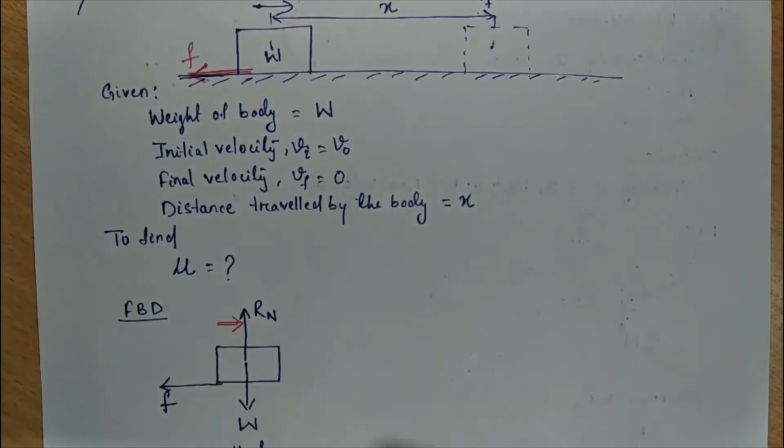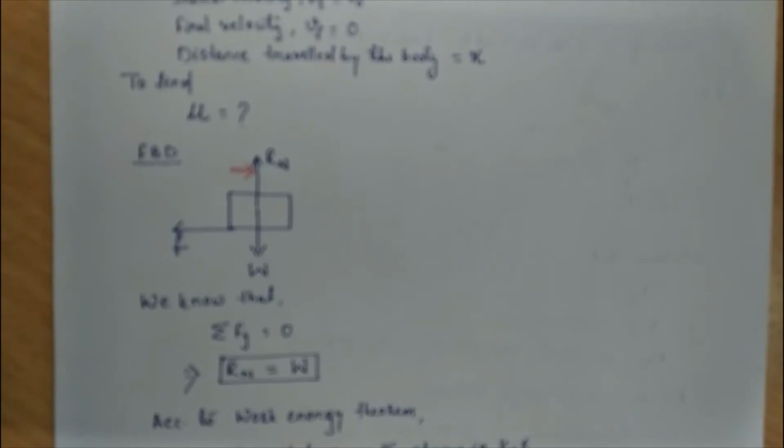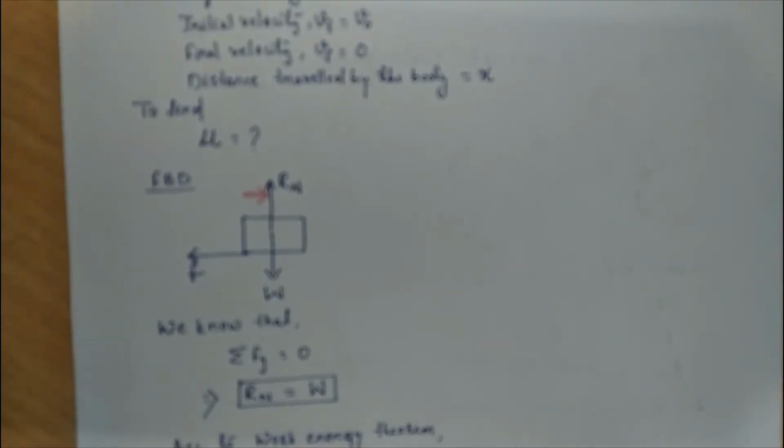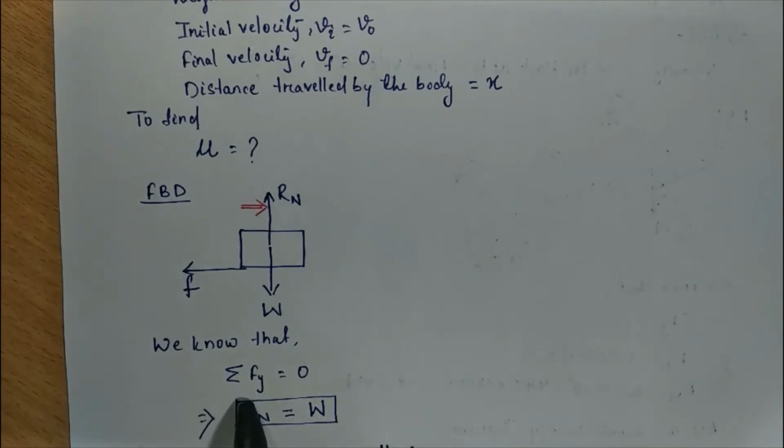To solve this numerical, we have to use the equilibrium condition, and the equilibrium condition is summation of Fy equal to 0. So first we consider this equilibrium condition. Here we consider only summation of F equal to 0. We are not considering summation of F minus ma equal to 0.